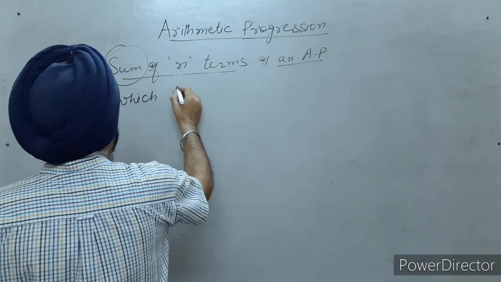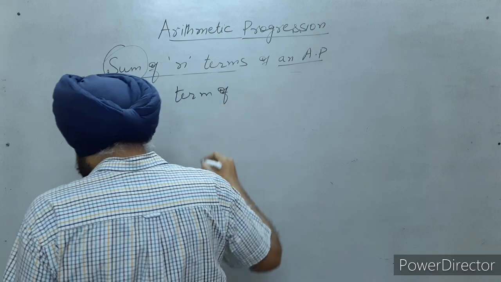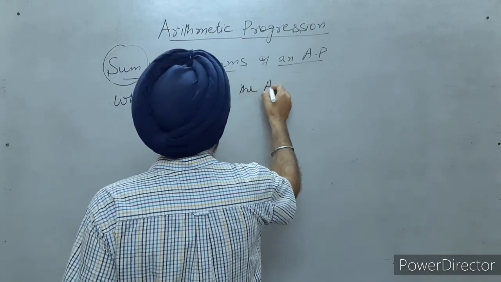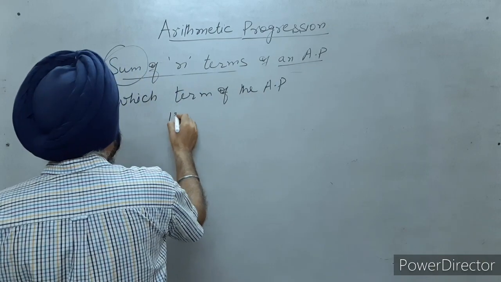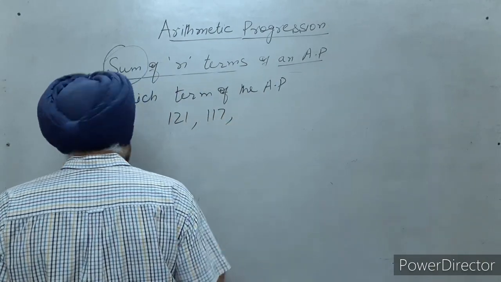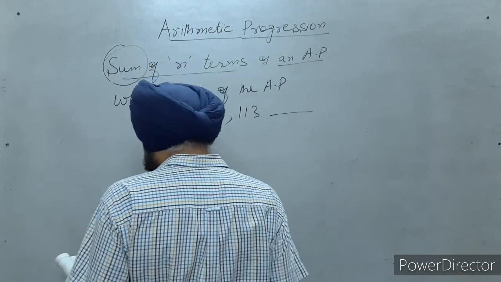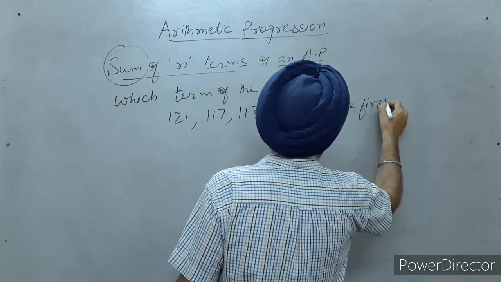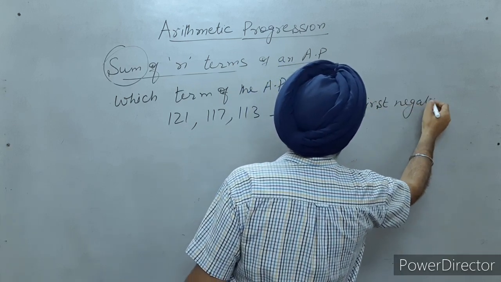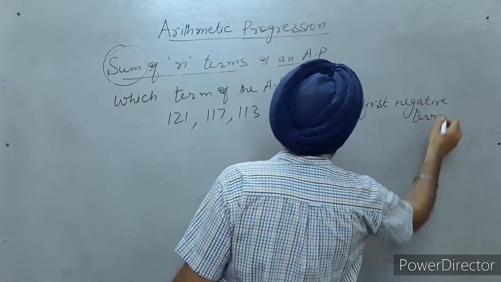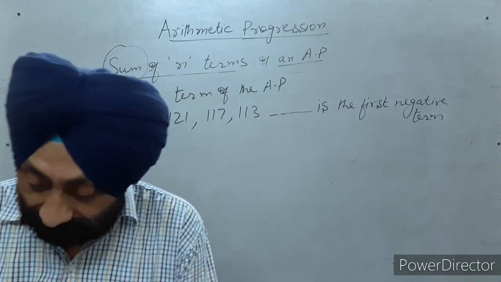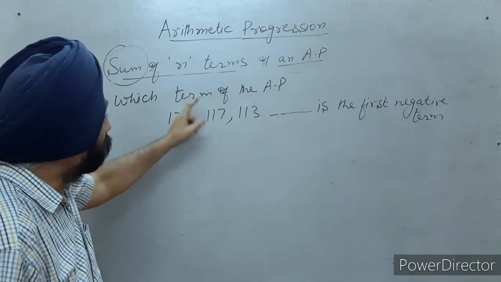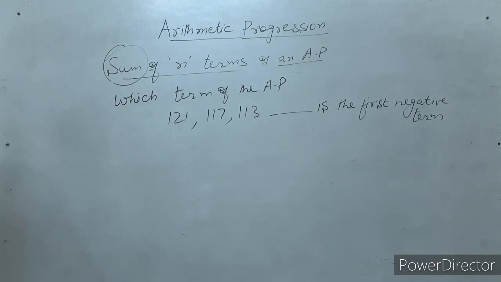First, let me write the question. Which term of the AP 121, 117, 113 and so on is the first negative term? It's a very interesting question. Which term of the AP is the first negative term? The AP given is 121, 117, 113.